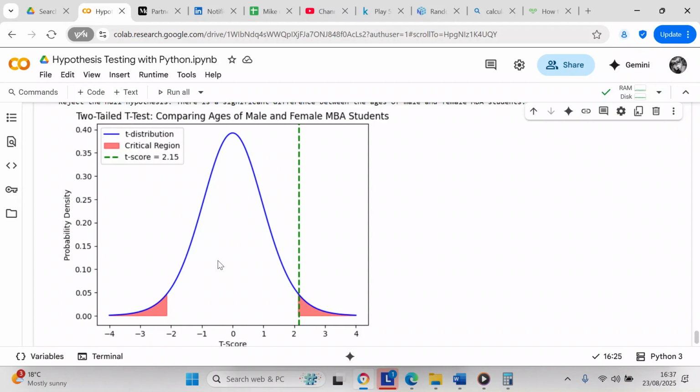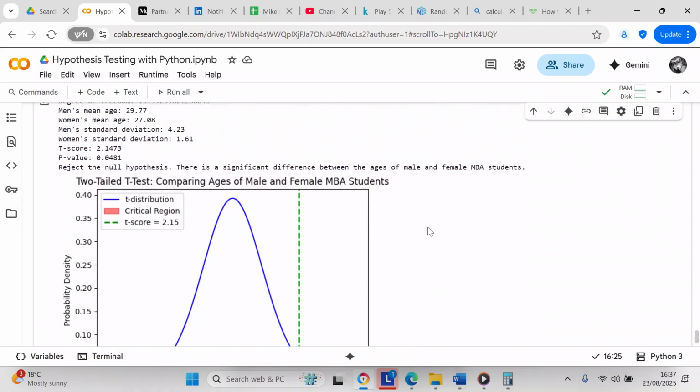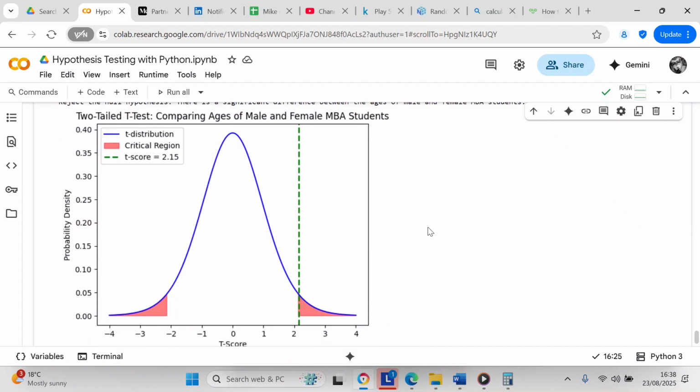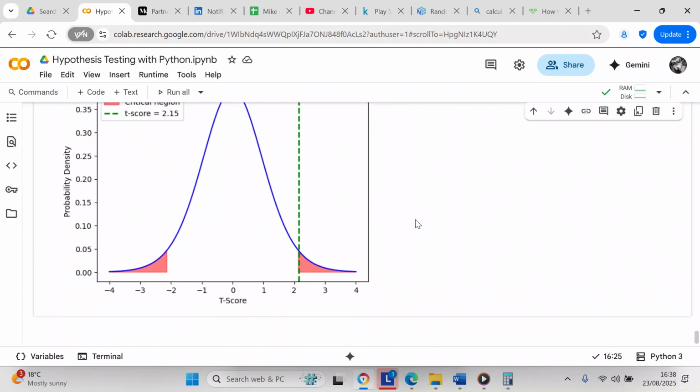You can see that the t-score just barely made it into the critical region, because the t-score is 2.15 and your p-value is 0.0481. Since your p-value is below 0.05, you had to reject the null hypothesis. But it's really close. It was touch and go.